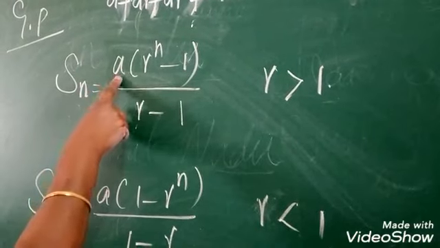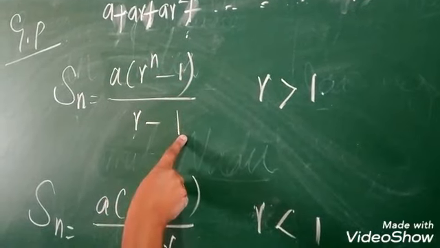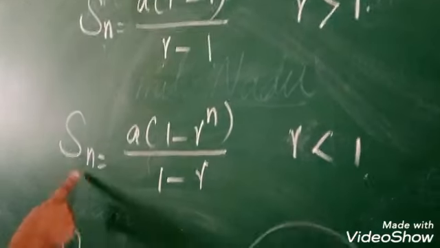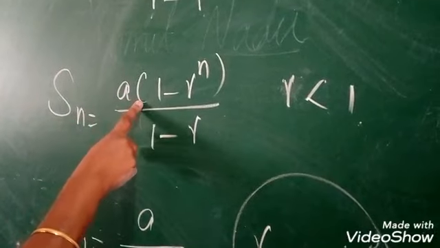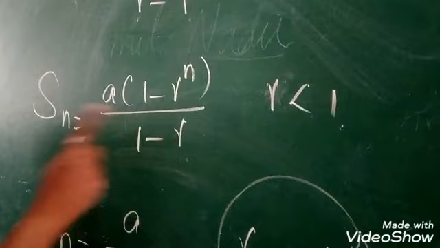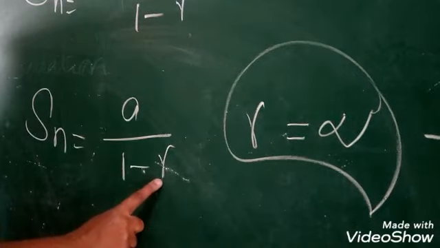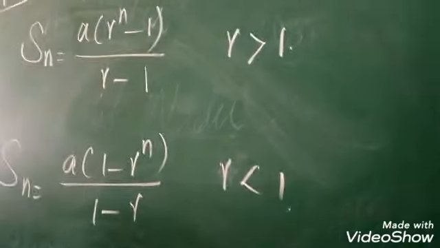Sn equal to A into R power n minus 1 divided by R minus 1. Here is another formula, Sn equal to A into 1 minus R power n divided by 1 minus R. And the last one, Sn equal to A by 1 minus R. When will you use these formulas?